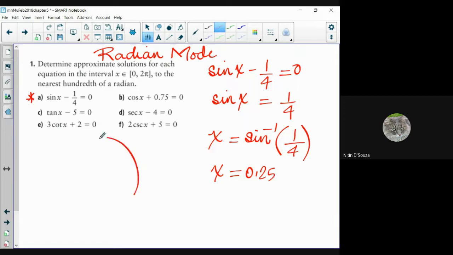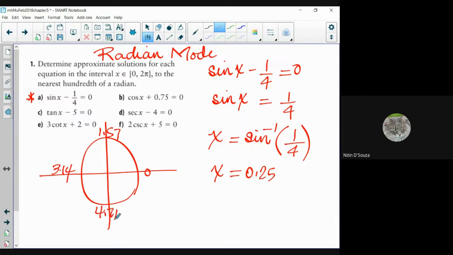See how it's 0 to 2 pi? So here's my circle, right? It's helpful if you remember these numbers: 0, 1.57 (pi over 2), 3.14 (pi), and I believe it's 4.71. See 0.25? 0.25 is here, between 0 and 1.57. How much doesn't matter exactly because we're not measuring it.